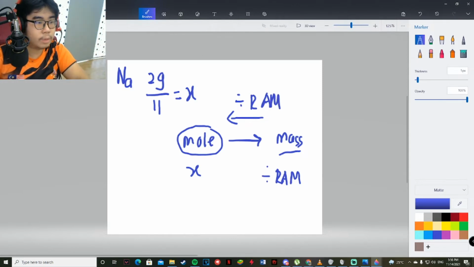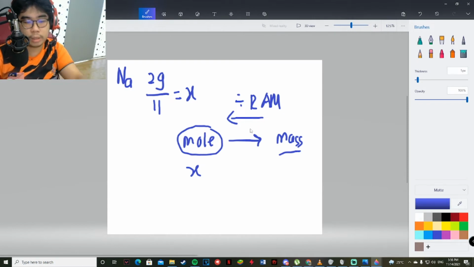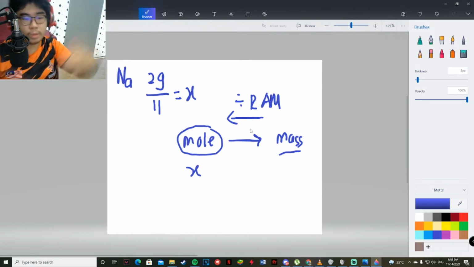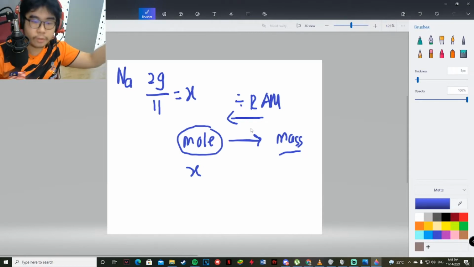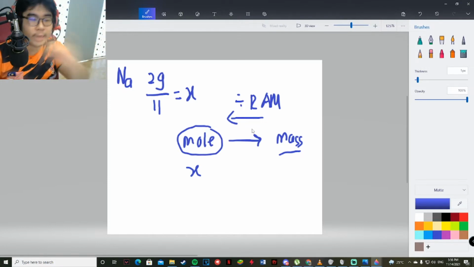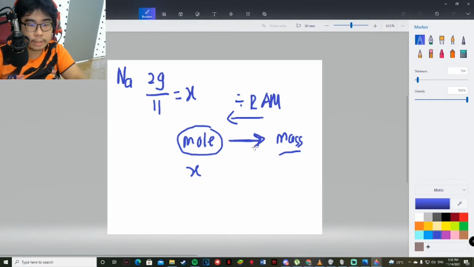So then students will ask, how do you change mole to mass? The conversion is, if from mass to mole is divided by RAM, of course to change the mole to mass, you take mole times RAM, then you get the mass. So basically going to the right side, you need to times the RAM. And this is just for one part.